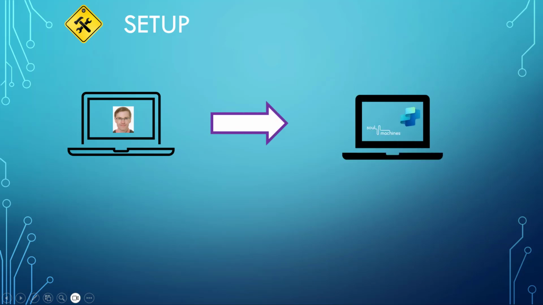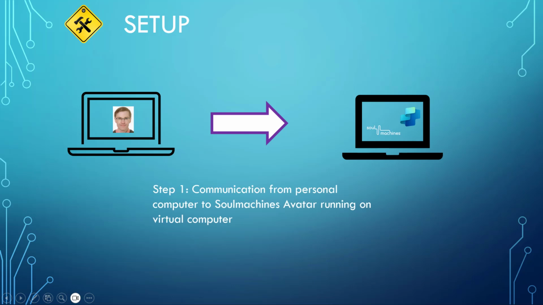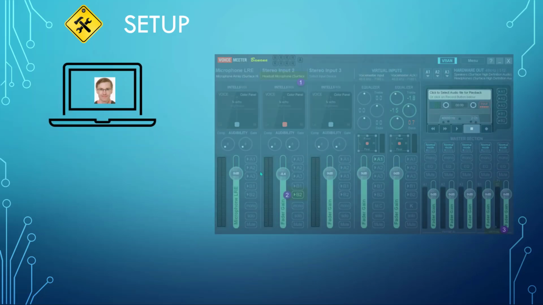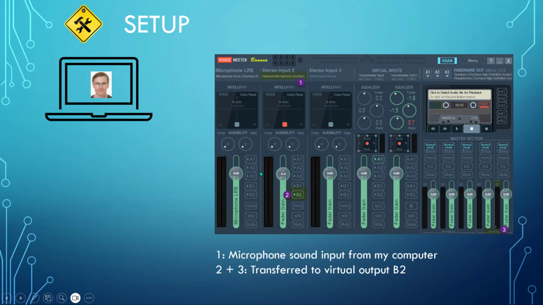So first thing is I have here my computer and I want to talk into my microphone and then basically ask a question to my avatar. And the way this works is I used Voice Meter. There are different flavors of Voice Meter. I used the banana version.